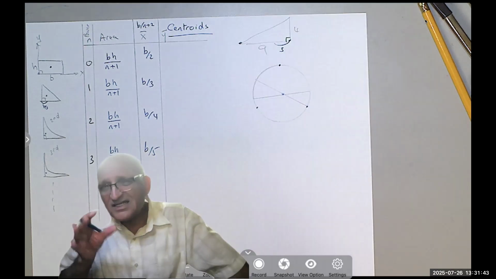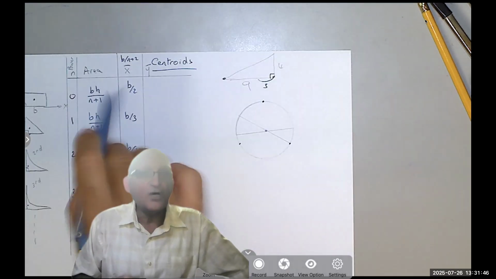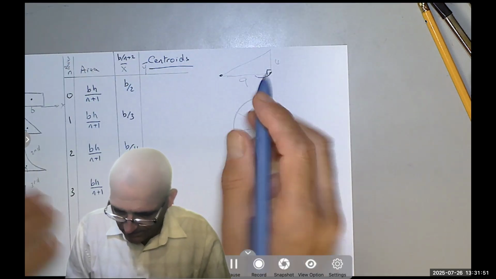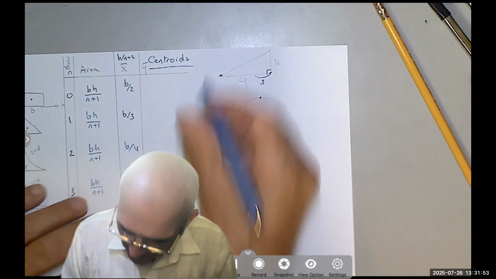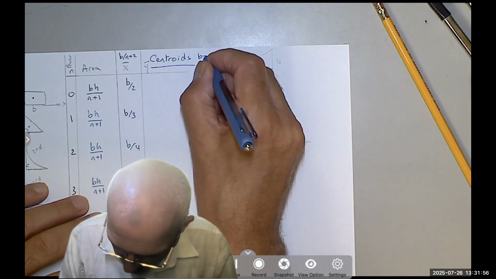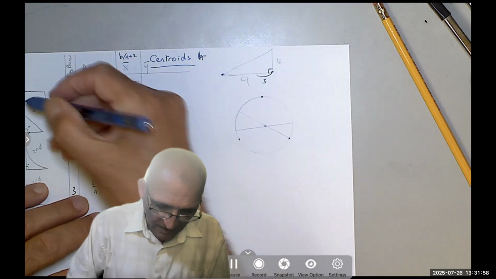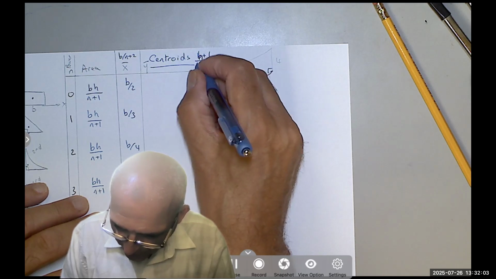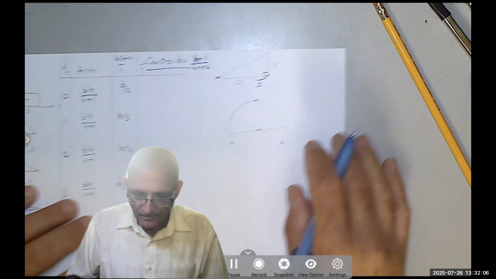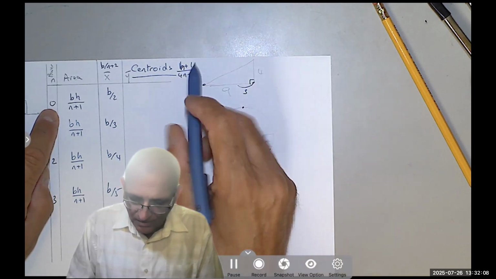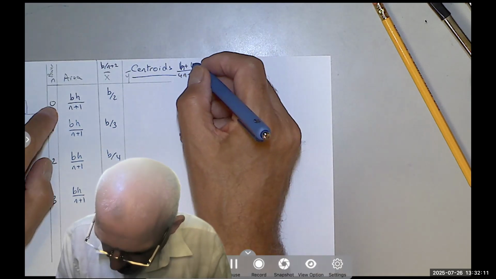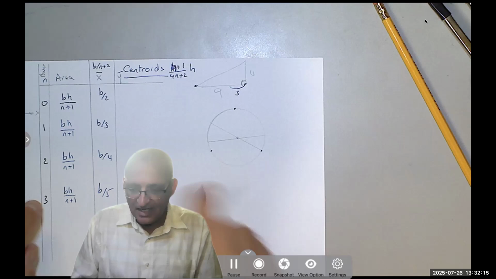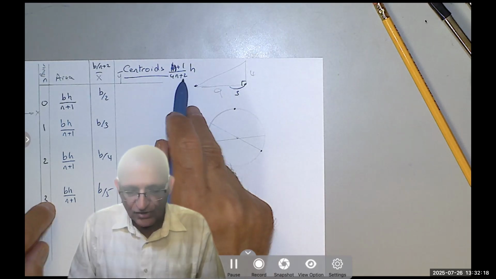For the y bar, it's a little tricky. It's not an easy equation like that. Okay? It's h, because in the y it's the h, right? So it's n plus 1 over 4n plus 2, times h.